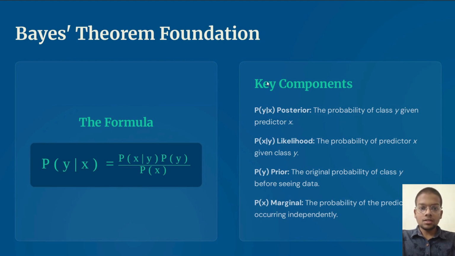P of y given x, the posterior. Given that I saw a feature x, what is the probability the class is y? P of x given y, the likelihood. If the class is y, how likely is it to have feature x? P of y, the prior. Before seeing any data, how likely is class y? P of x, the marginal. How common is feature x overall? The classifier basically asks which class makes the observed feature most probable.